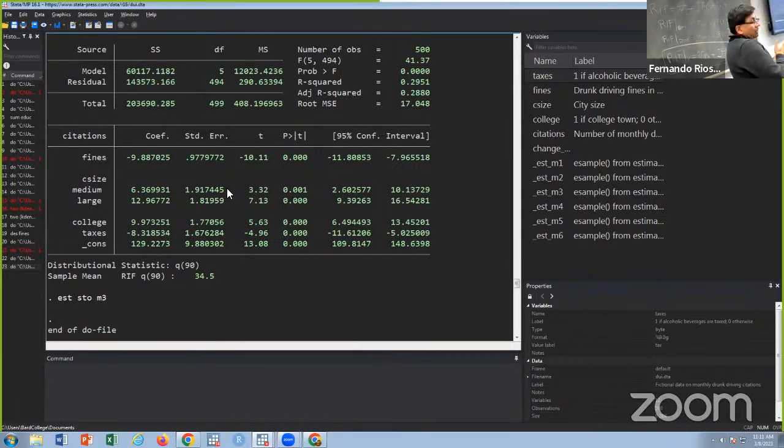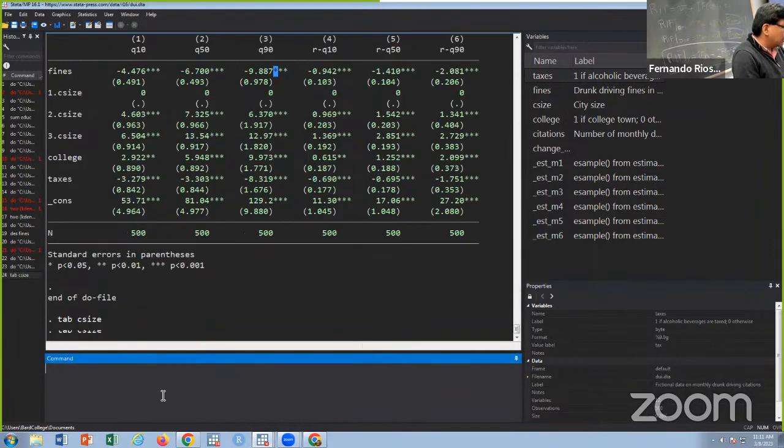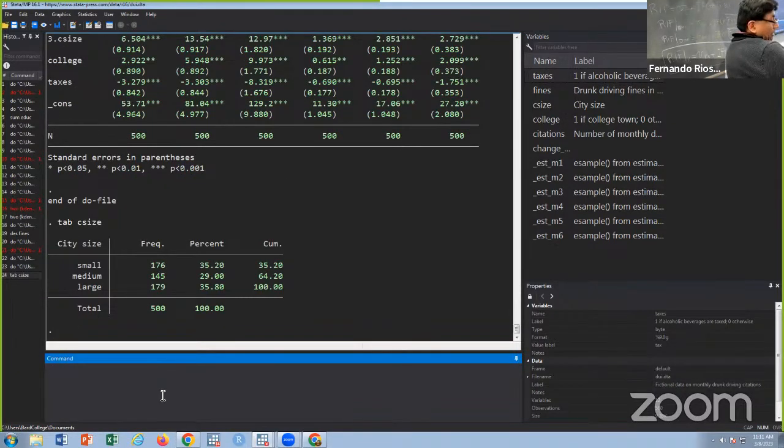What about for the cases of city size? Now city size is a dummy. Therefore, we need to know how many people we're talking about in each dummy. So let me say city size. We have 35% in the small, 29 in the medium, and 35 in large. So what would be a good thought experiment for each one of these dummies? How much would you like to play around with?